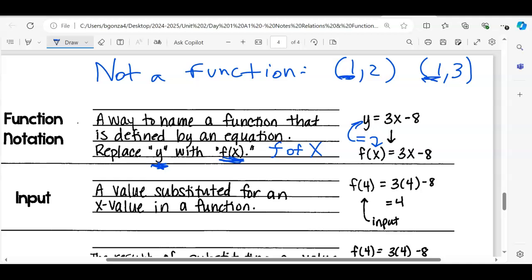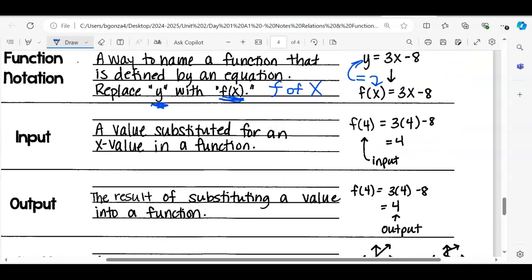So why do we need 2 different things that mean the exact same thing? Why do I need f of x if I know it's the same thing as y? Well, here's why. No pun intended. If you look at your next couple of definitions here, when you have something in function notation, f of x, you can replace the x part with an actual number. So look at input. Instead of f of x, now it's f of 4. That means 4 is my input.